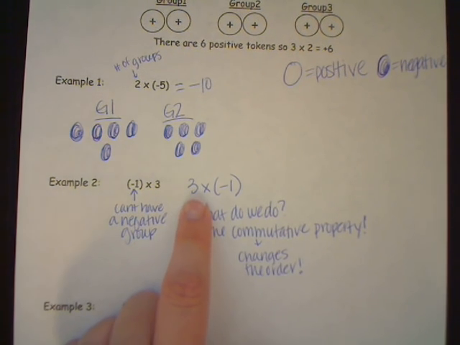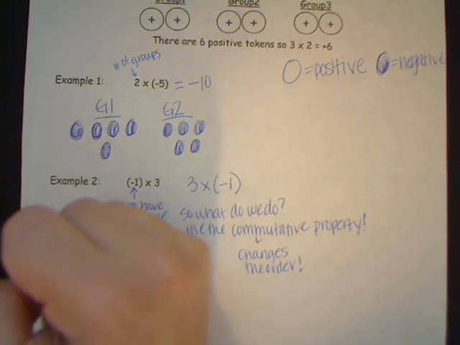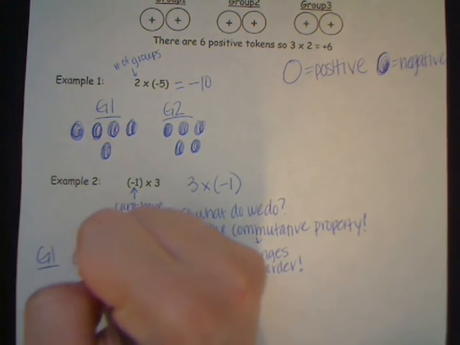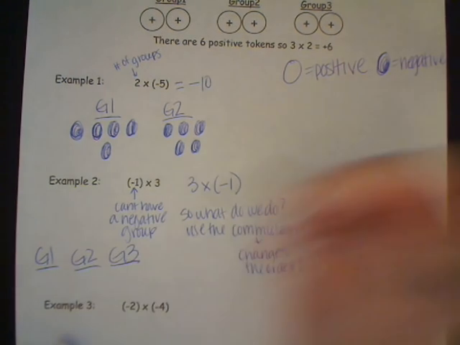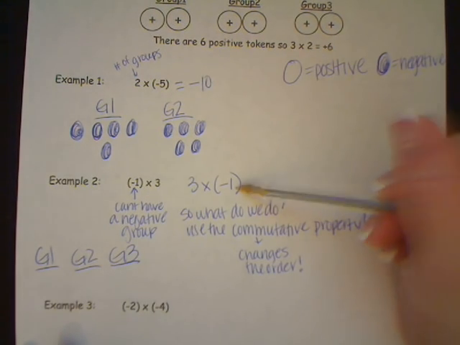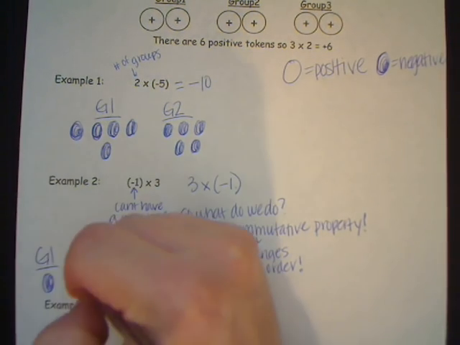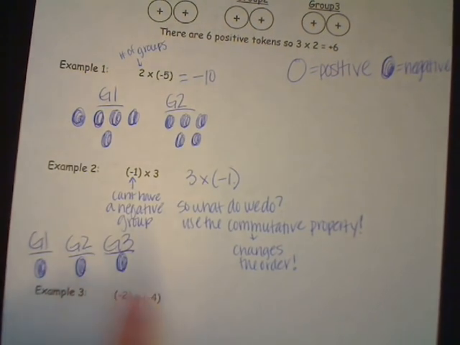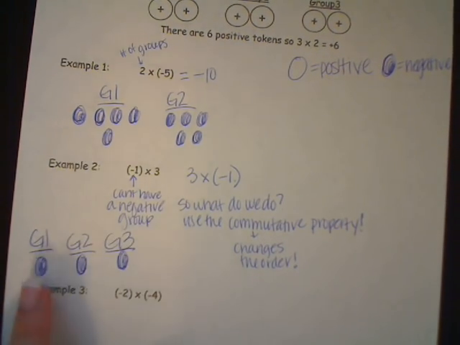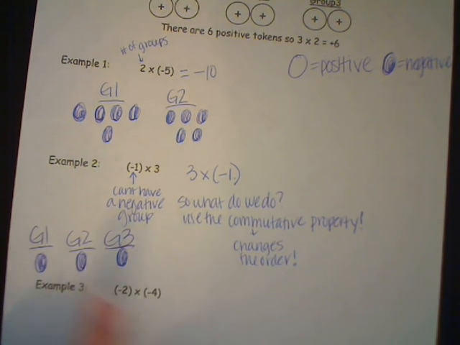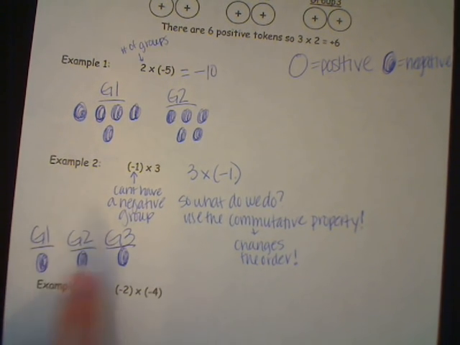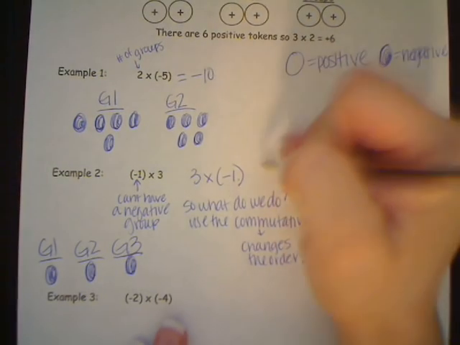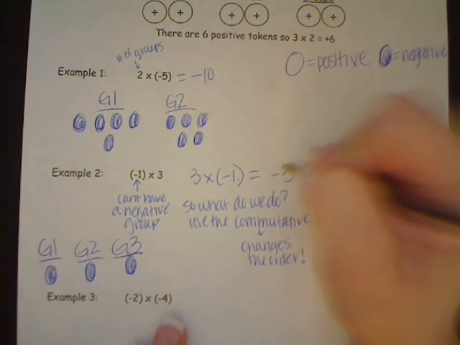Oh, well now can I have 3 groups? You bet I can. Group 1, group 2, group 3. And what's in each group? A negative 1. I've got a negative 1 in each group, so now what do I have in all? Negative 1, negative 1, negative 1, add them all together, 3 negatives, so this equals negative 3.